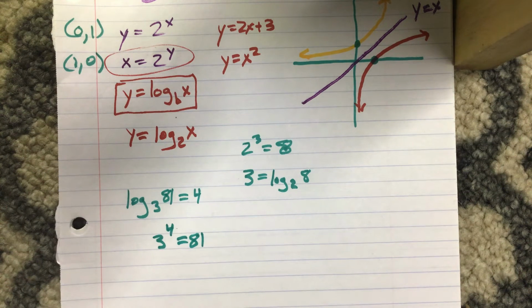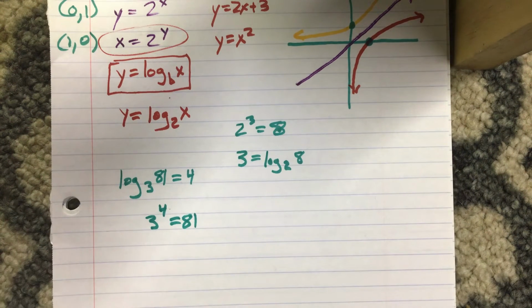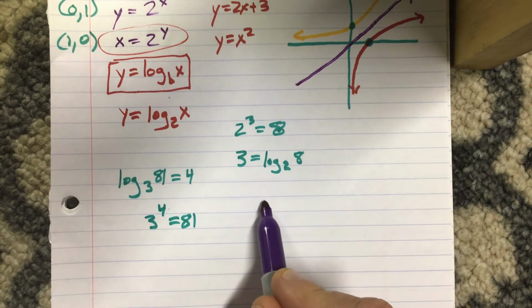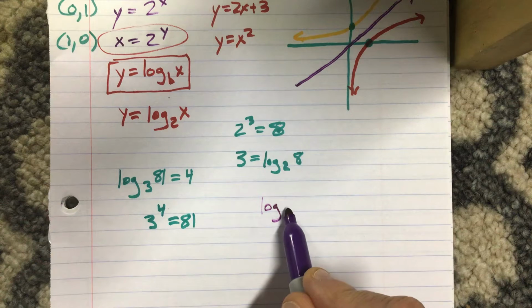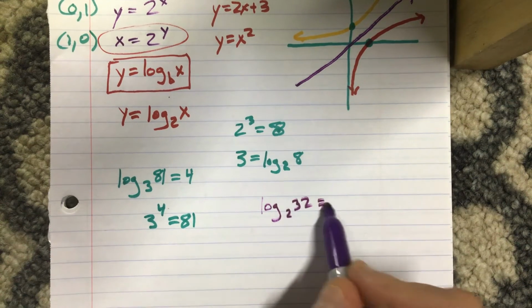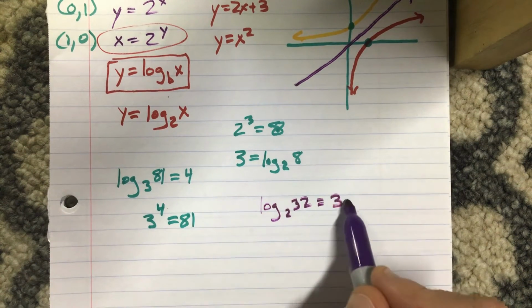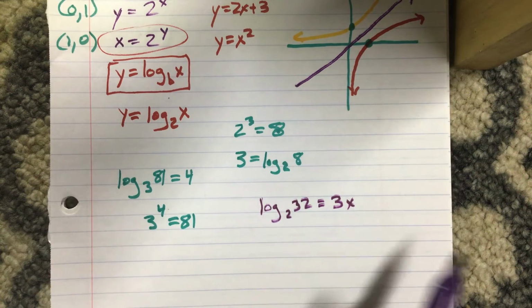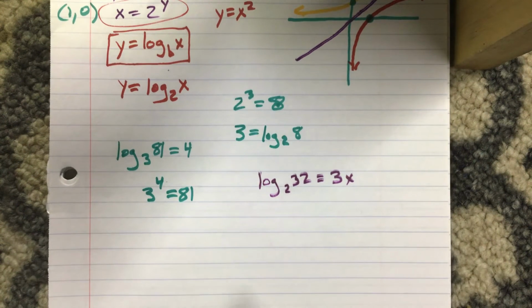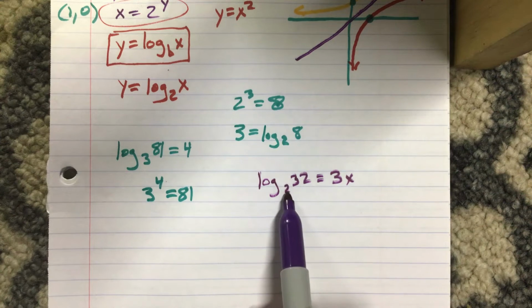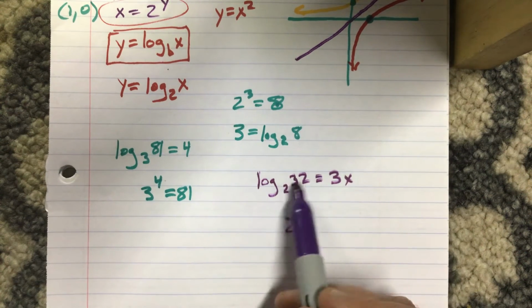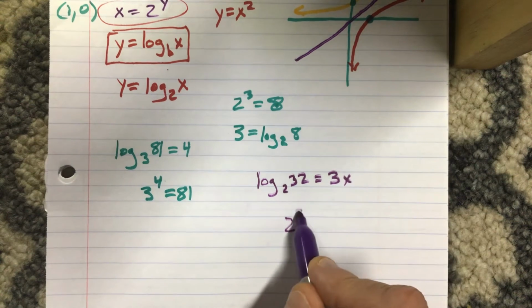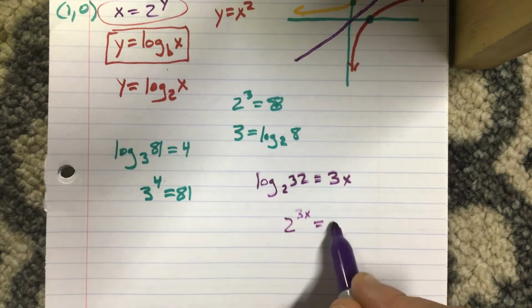Some other things that you'll see are solving logarithmic equations, something like this: log base 2 of 32 equals 3x. Again, this is in log form. If you were to translate this and switch it over to exponential form, you're saying base 2 raised to this power, whatever the log equals is always the power, so 2 to the 3x equals 32.